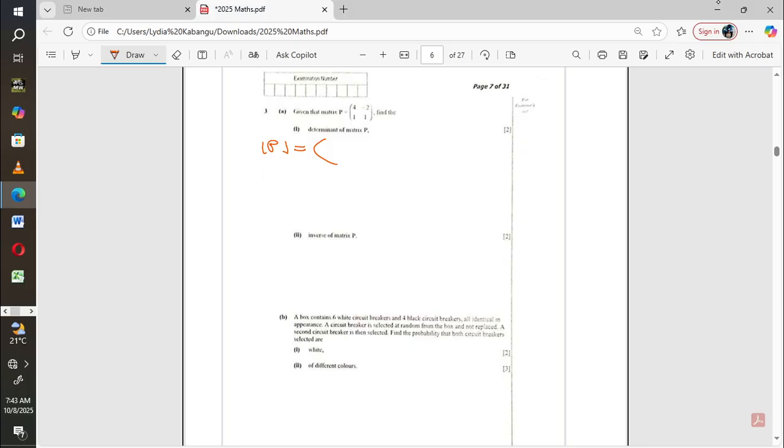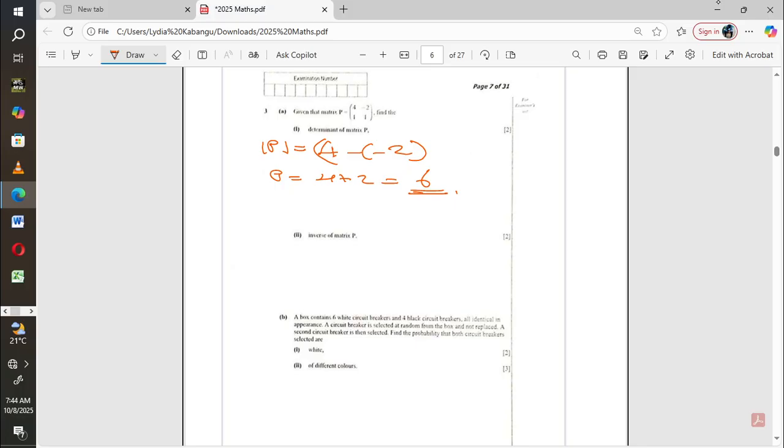So what is the product of 4 and 1? You multiply 4 times 1. We have the 4 there, minus 1 times negative 2. We have negative 2 there. So negative times negative becomes positive. What is 4 plus 2? Which is 6. So this one is our determinant.